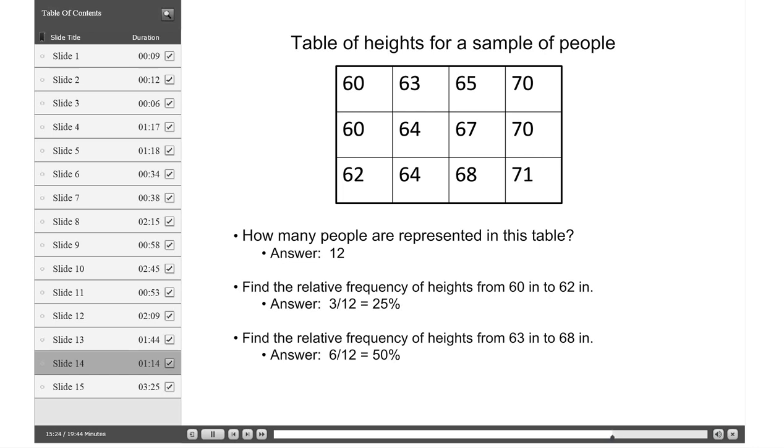Now the first question says, how many people are represented in this table? The answer is 12. We've got 12 numbers up there. Each of these numbers represents the height of one person, and so we've got 12 people.